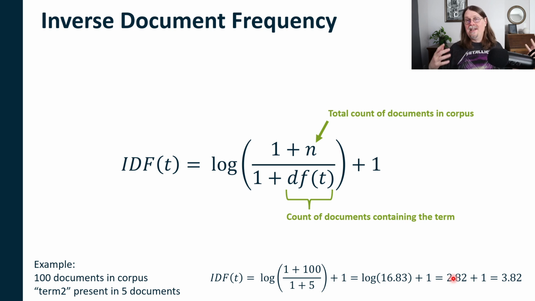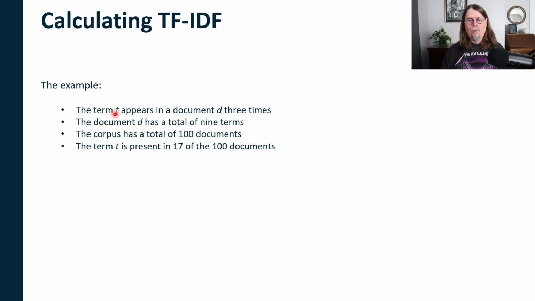So let's run through a complete example now of how we actually can do a full TF-IDF calculation for an individual cell in our document term matrix. So we're going to use a hypothetical example where we have a term T that appears in a document D 3 times. Document D has a total of 9 terms, and my corpus has 100 total documents. And then term T is present in 17 of the 100 documents. So it's not super common, but it's not super rare either.